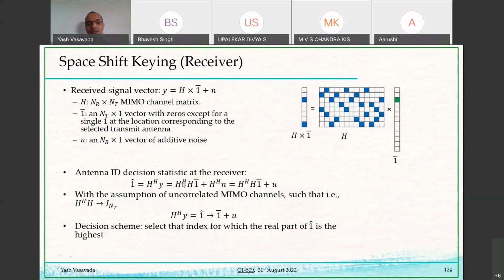Remember, H is NR cross NT, so when I do H Hermitian, it becomes NT cross NR. And so NT cross NR times NR cross NT will give me the identity matrix of size NT. Then you will see that my estimated one vector is actually the original one vector plus the additive noise after it is transformed by the H Hermitian matrix. And so now all that I want to do is select that particular element of this estimated one vector, which I have formed using this simple scheme, for which the real part is the highest, because all the other values will be very small, assuming that the noise power is small compared to the transmission power. So this is in a nutshell how the receiver will determine which antenna has been activated.